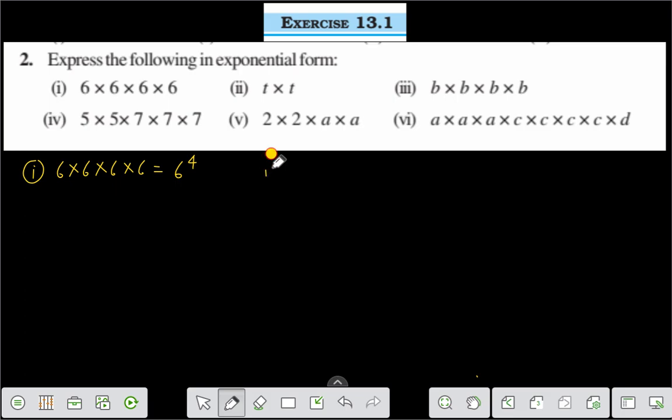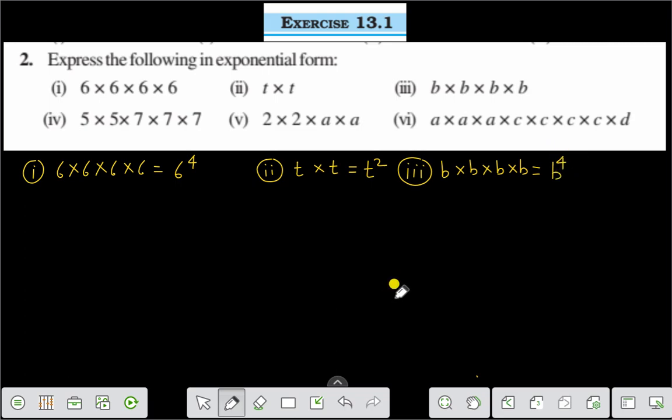Number 2 is t into t, which can be written as t to the power 2. Number 3 is b into b into b into b. That means it is equal to b to the power 4.